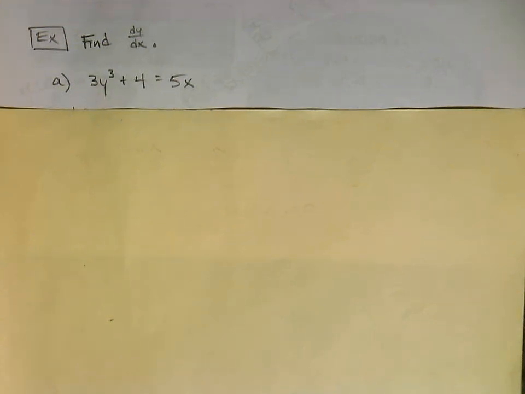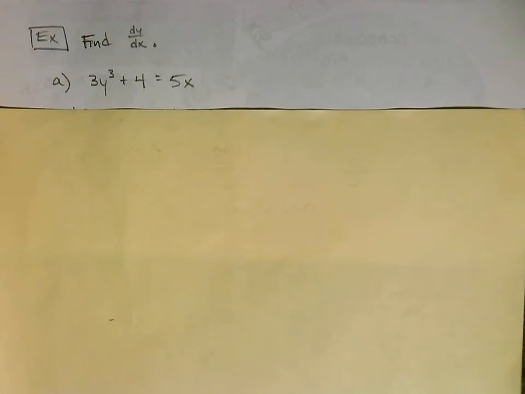Picking up where we left off, let's now dive into a few more challenging examples and get some more experience with doing implicit differentiation. So the instructions simply say find dy over dx, and we'll start with part A. 3y to the third plus 4 equals 5x. So we're going to follow our two-step process.